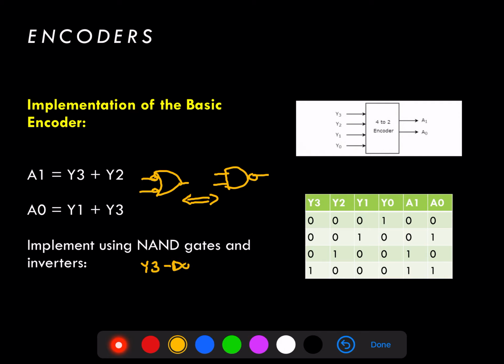And to do that, we'll just invert the inputs to the OR gate that we used in the previous slide and instead use a NAND gate to produce the outputs A1 and A0. So in this way, we can implement this using NAND gates and inverters. In the previous slide, we had 2 OR gates, and here we have 2 NAND gates and 4 inverters. And this implements the basic encoder for a 4 to 2 encoder.